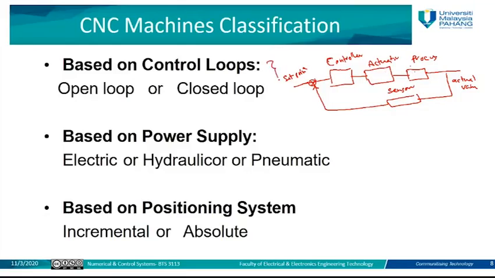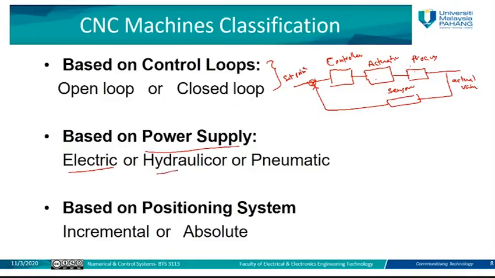So later on, we are going to talk in detail about the open loop and closed loop control for the CNC machines. Then, based on the power supply, and when we talk about power supply here, it's not necessarily electrical power. This power supply means the source of the power for the actuators. So this actuator can be an electrical actuator, where the principle of operation depends on electricity. For example, if we have a DC motor or AC motor, you give them voltage and then they will rotate.